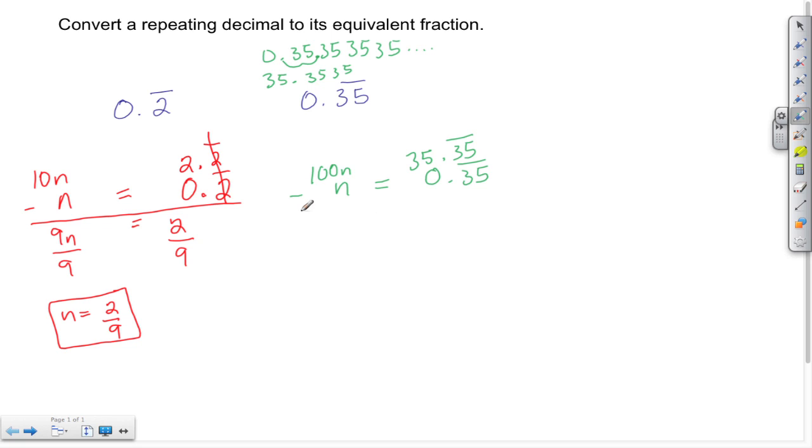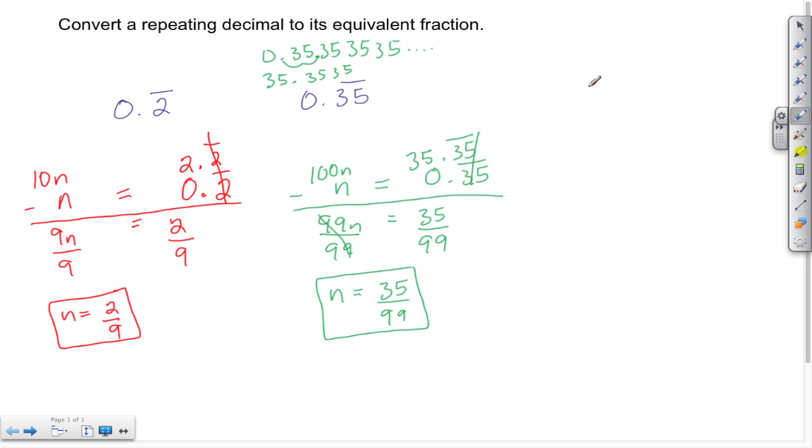Now I do a subtraction. 100n minus n gives me 99n. The repeating portion cancels out, and I'm left with 35. And now I divide both sides by 99. That cancels down to just n. So now I have 35 over 99.